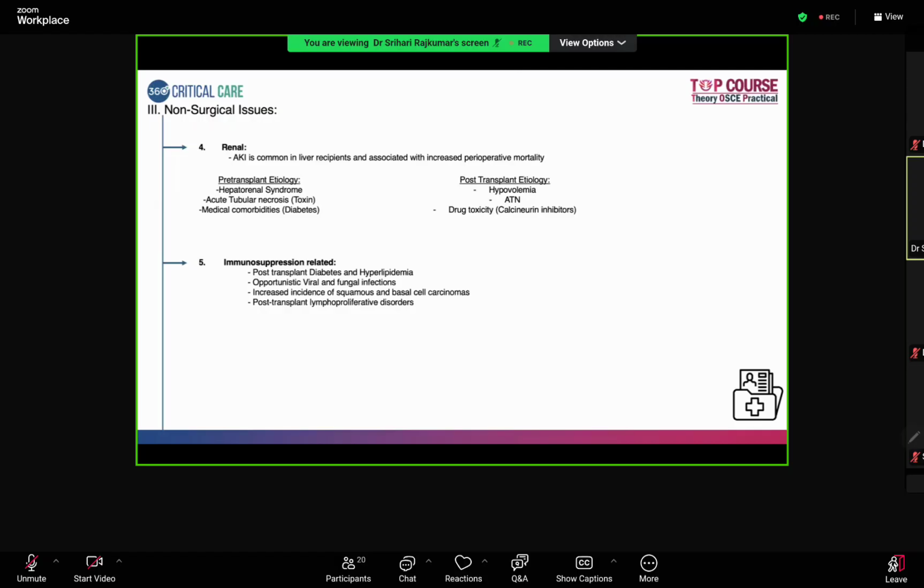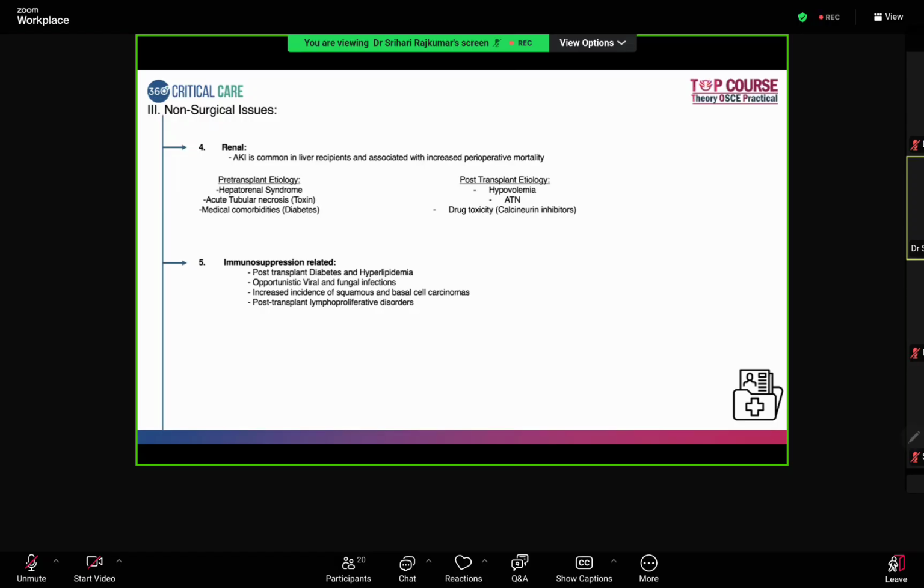Between 1 to 6 months, it is more of opportunistic infections plus reactivation of your latent infections, which were probably previously there, like hepatitis B, hepatitis C, cytomegalovirus, or any other viruses that were dormant, which may get activated. Usually, after 6 months, it is most commonly because of community-acquired infections.